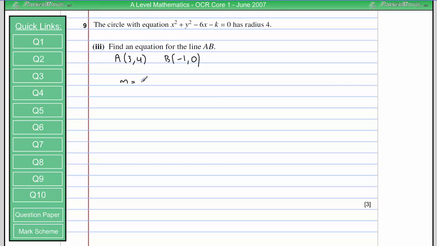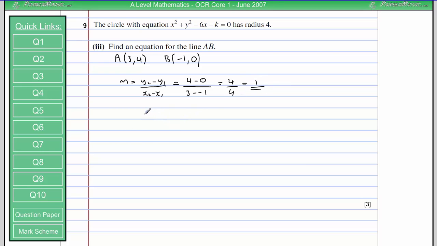So to find the gradient, you do y2 minus y1 over x2 minus x1. That means the difference between the y coordinates divided by the difference between the x coordinates. So I'm going to do it with a take b. So I'm going to take this as y2 and this is y1. So I'm going to do my y coordinates, so 4 take away 0, and divide that by 3 take away minus 1. 4 take away 0 is 4, 3 minus minus 1 is 4, 4 over 4 is 1. So my gradient is 1.